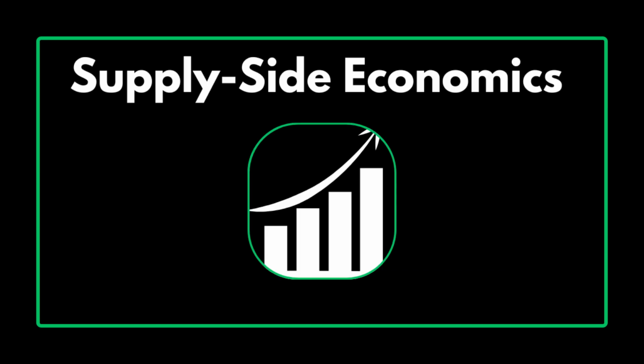Supply-side economics is an economic theory that argues that economic growth is best achieved by making it easier for businesses and individuals to produce goods and services. It suggests that when governments reduce taxes, remove unnecessary regulations, and encourage investment, businesses will expand, create more jobs, and increase overall economic output. The main idea is that by focusing on the supply side of the economy, meaning the production of goods and services, wealth will be created, and this growth will eventually benefit everyone.